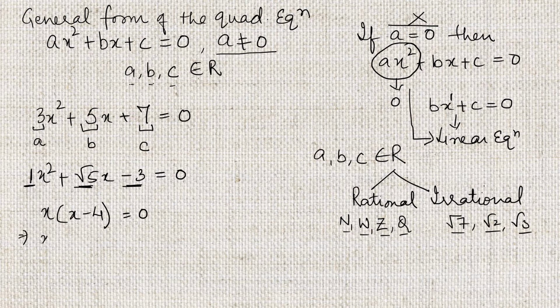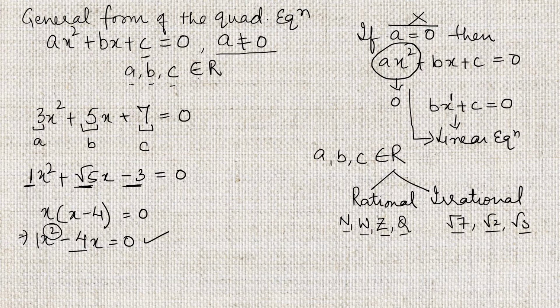X into x, x square minus 4x equal to 0. Yes, it's a quadratic equation. We have a as 1, b as minus 4, but we don't have this c term. The c term is 0 over here, but that does not make a difference because still the degree of my equation is 2, and as long as the highest power of the variable is 2, it remains a quadratic equation.